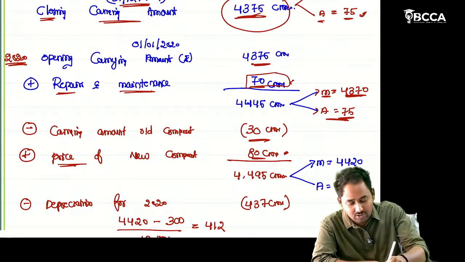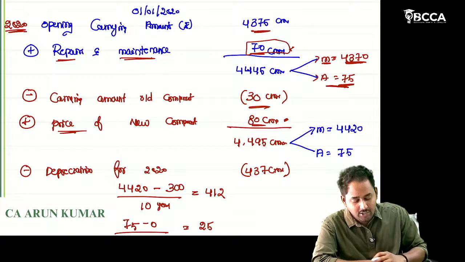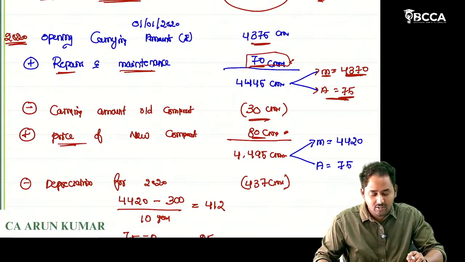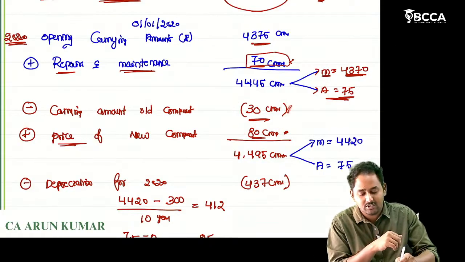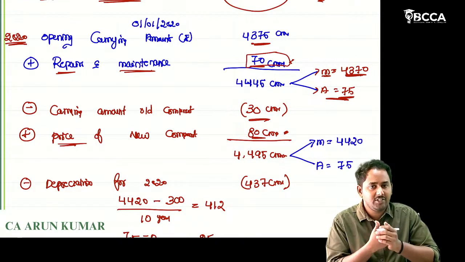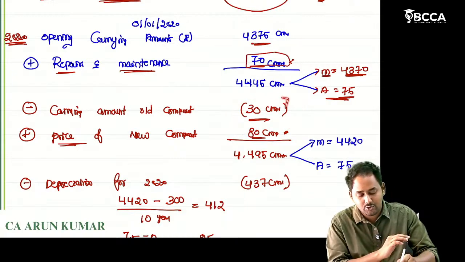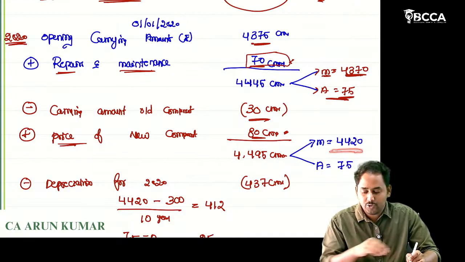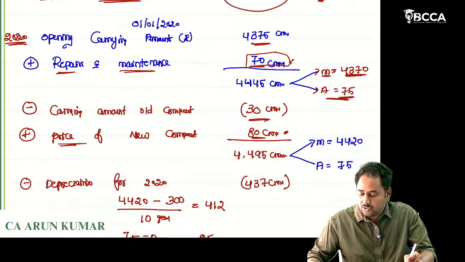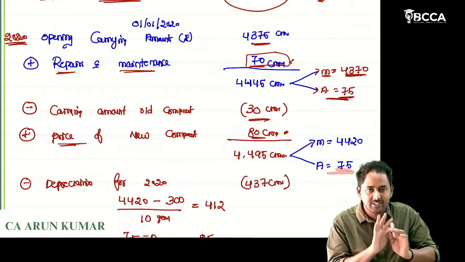So 4370. And second thing, the carrying amount of the old component and the price of the new component. So what is the net component we have included? 50. And is there any separate useful life for this worn out wing? No, they haven't mentioned anything. So that's why I assumed it has the same useful life as the aircraft. So it should be added directly. So it's coming to 4495. Again the main component becomes 4420. How? 4370 plus 80 minus 30, so 4420. Then the additional component remains as 75.